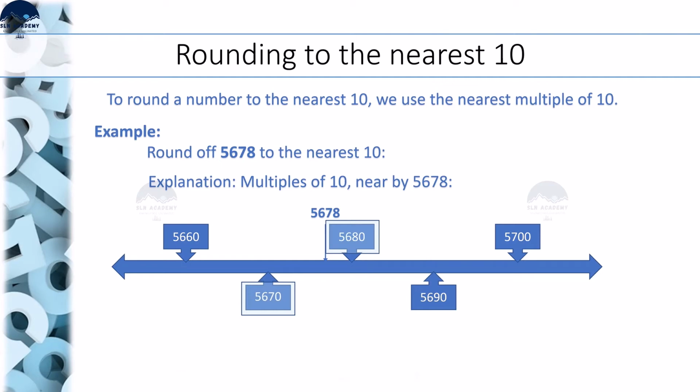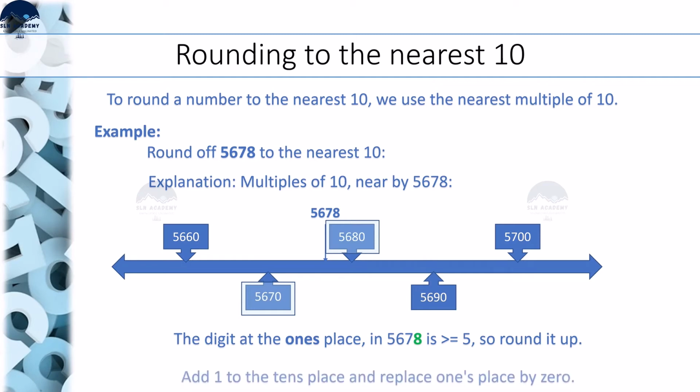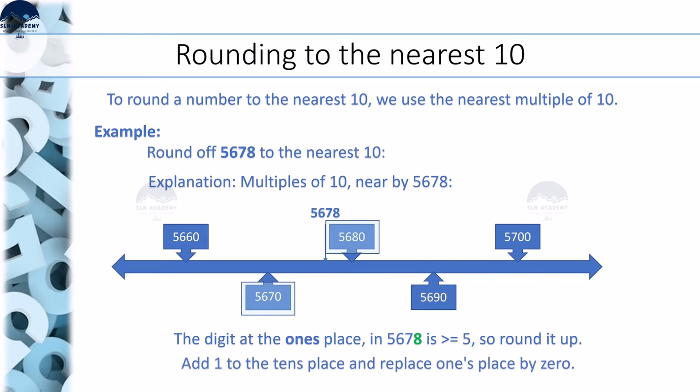To choose the nearest 10, check the digit which is present in ones position. The digit at the ones place in 5678 is 8, which is greater than or equal to 5. So, round it up. Add 1 to the tens place and replace ones place by 0. And the answer is 5680, and it is rounded up.